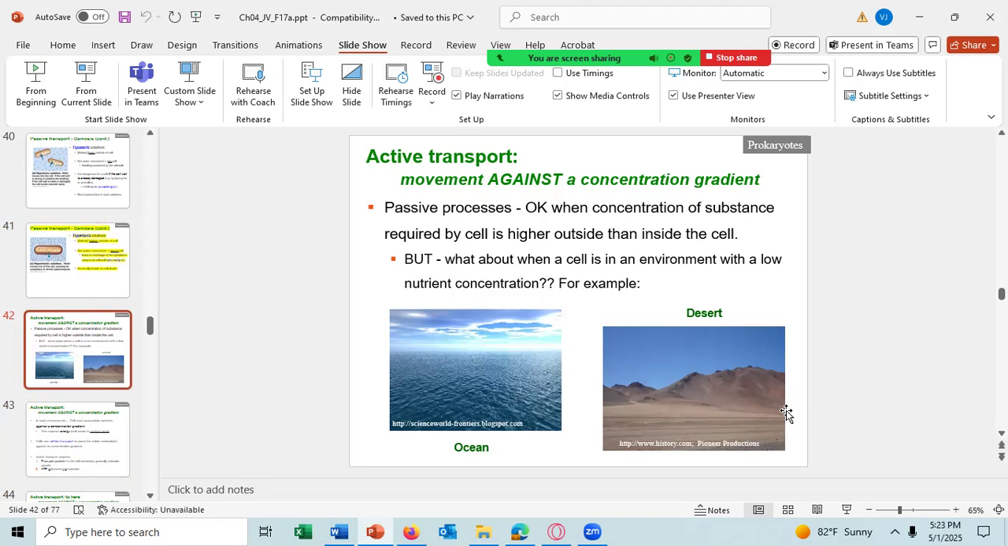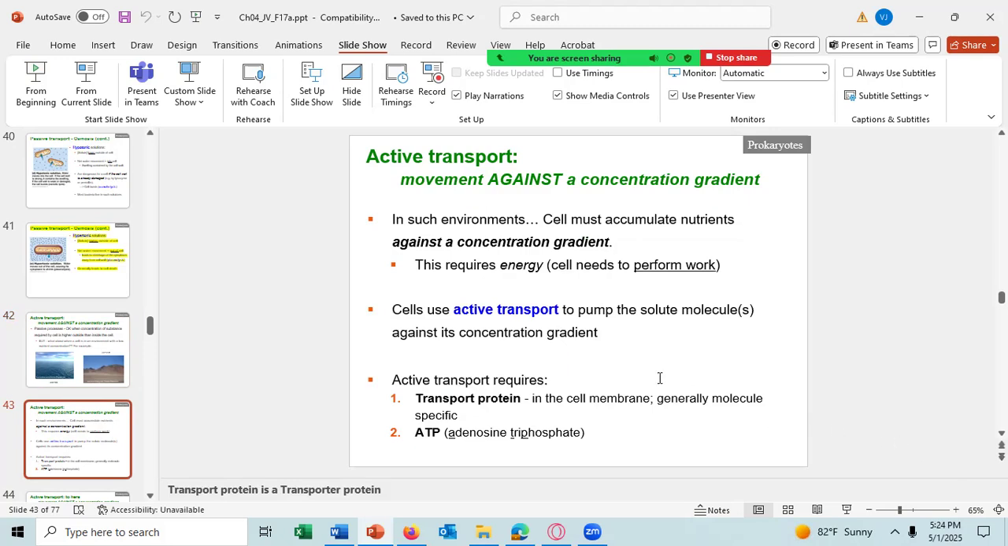All right, so let's talk about active transport. The movement against the concentration gradient is okay when the concentration of substances required by the cell is higher outside the cell than inside the cell. But what about when a cell is in an environment with low nutrient concentrations, such as a cell in the ocean or a cell in the Sahara Desert? Very little nutrients will be found outside the cell compared to inside the cell. And how do these cells survive? By active transport, the movement of material against the concentration gradient.